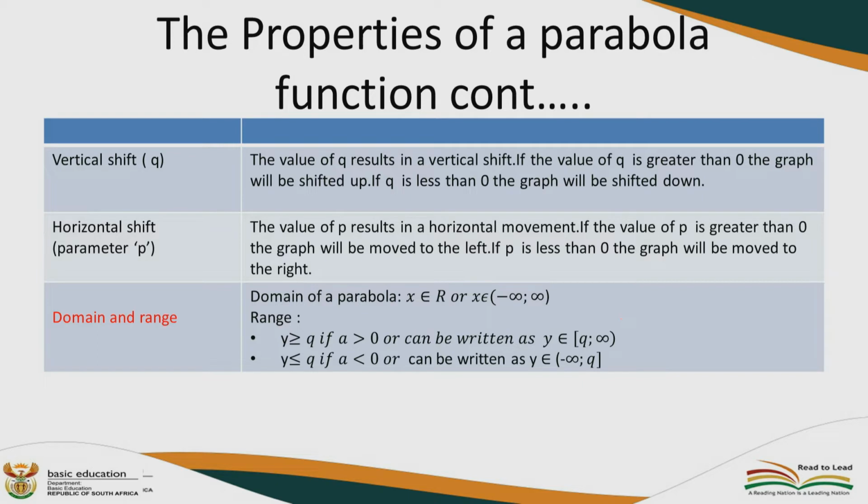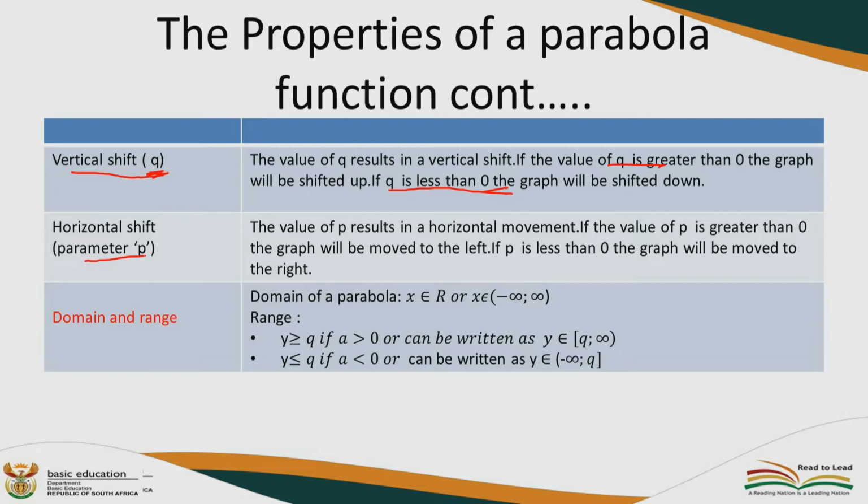Still the properties of the parabola function, the continuation. So now let's take a look at the parameter q. What does parameter q do on the graph? The parameter q is responsible for the vertical movement. It will either shift your graph upwards or downwards, depending on the given sign. If your value of q is greater than 0, or positive, then the graph will be shifted by q units upwards. If your q is less than 0, or negative, the graph will be shifted downwards by q units.